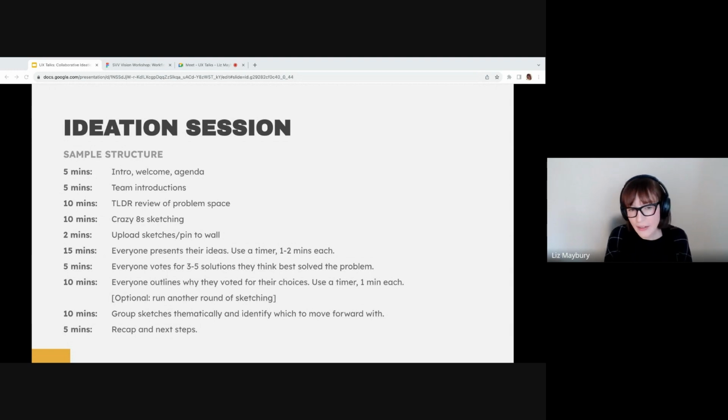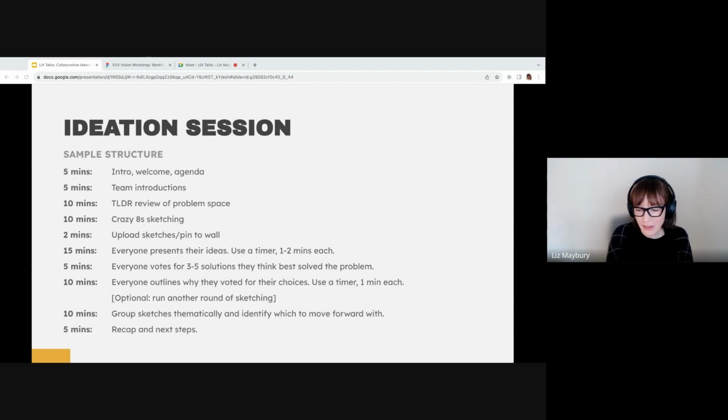And then you want to get into a TLDR. Here's the high level problem space that we're solving. Here are the key insights that we have that are going to help you solve this problem. The reason we want to do this is, one, you want this fresh in everyone's memory, even if they read it. Two, I can guarantee you at least one person in that session has not read it. People are busy. This just always happens. So it's a good idea to just go through those highlights, those things you really think people need to know.